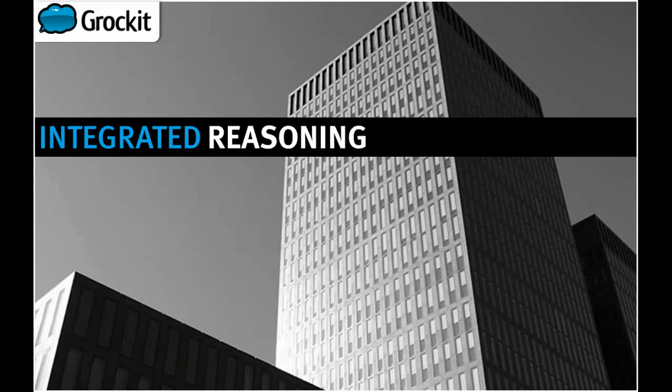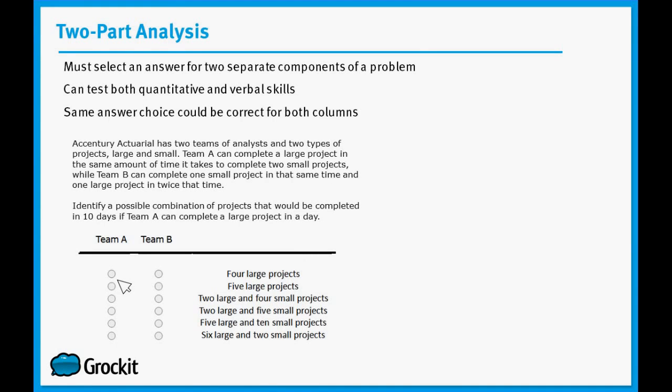Let's take a look at a two-part analysis question together. Remember that in two-part analysis questions, you're going to be selecting an answer for two different components of a particular problem, and it will be evidenced by two columns, in this case one for team A and one for team B, and then the answer choices to the right of those columns.